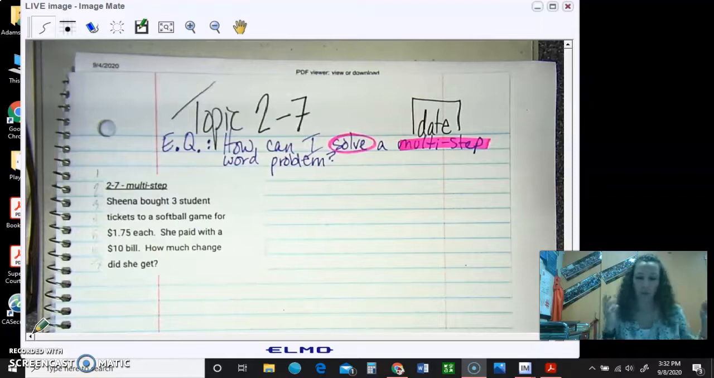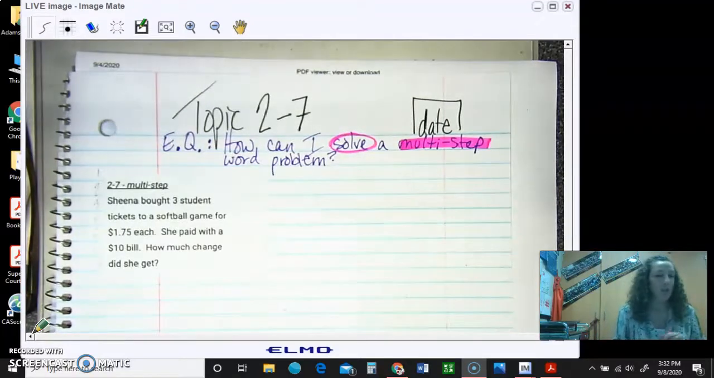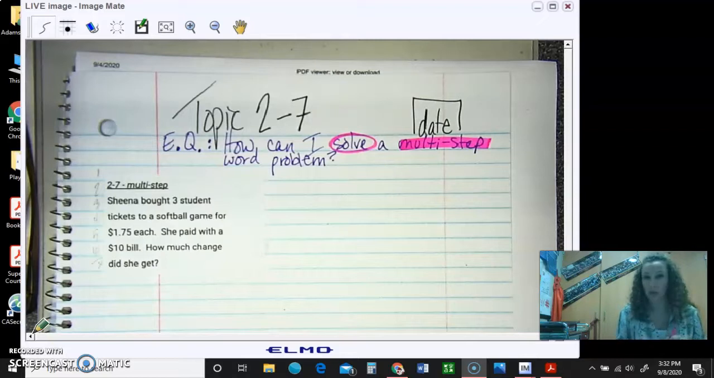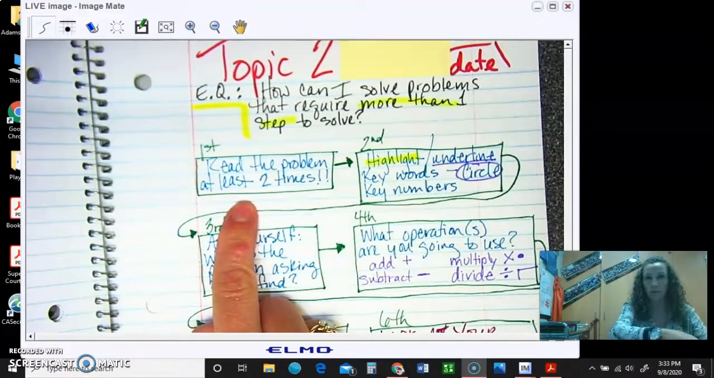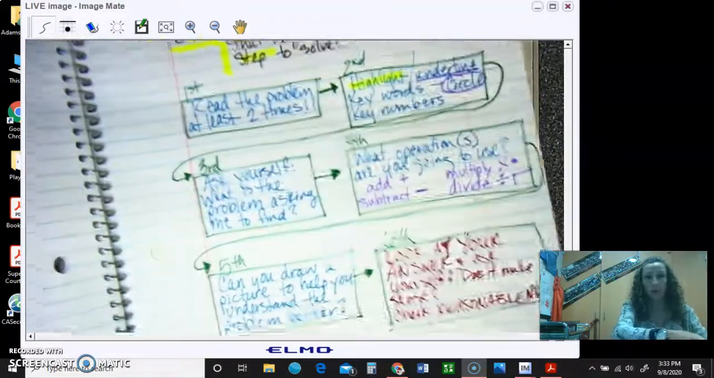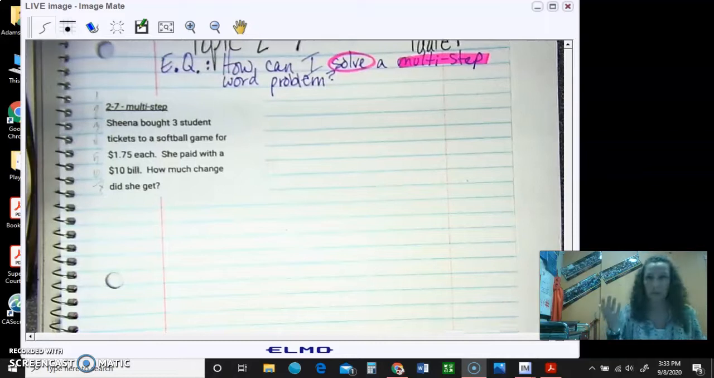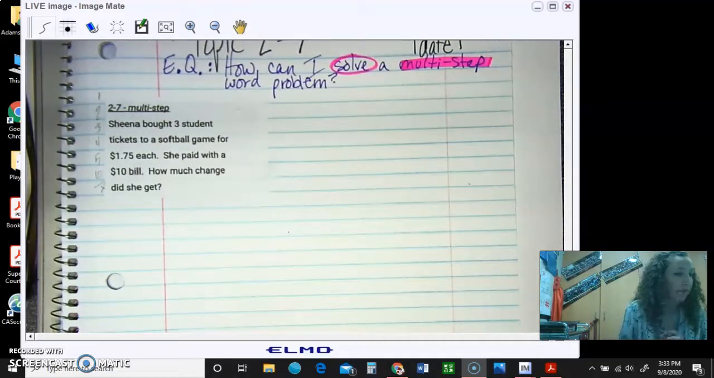Okay, so now that we've got our word problem here, we're going to read it. Sheena bought 3 student tickets to a softball game for $1.75 each. She paid with a $10 bill. How much change did she get? I'm going to read it again, because if you remember, we took notes that say read it at least 2 times. So we're going to go through all these steps with this. Sheena bought 3 student tickets to a softball game for $1.75 each. She paid with a $10 bill. How much change did she get?